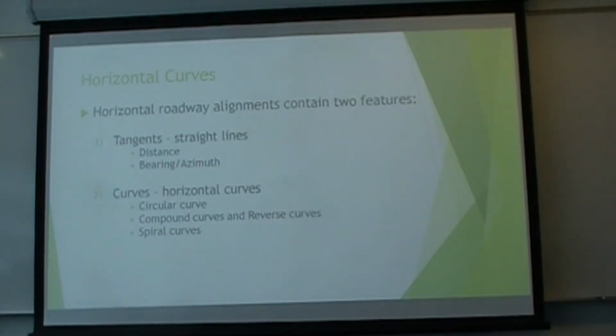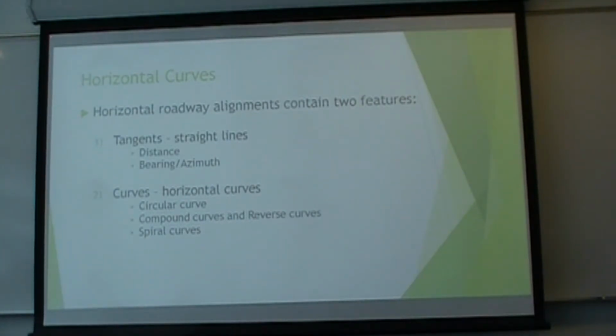Okay, so basically your horizontal curves exist in a highway or alignment, or maybe other types of things where you've got curvature going on, but you basically have tangent straight lines which are defined. Distance is one component, in either a bearing or an azimuth, and then you have horizontal curves.